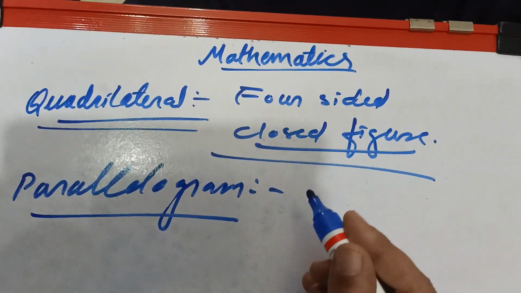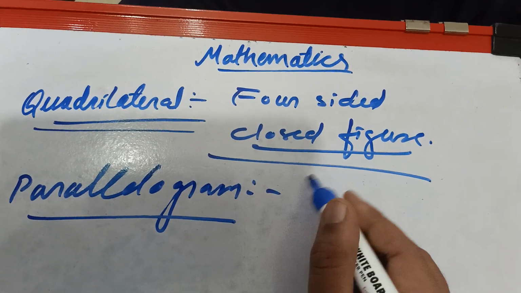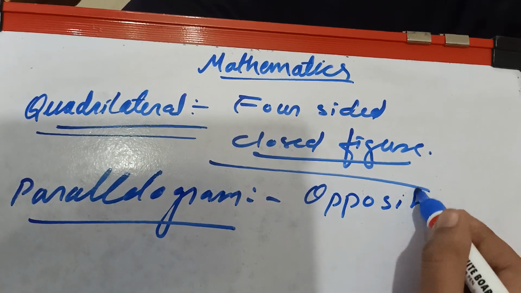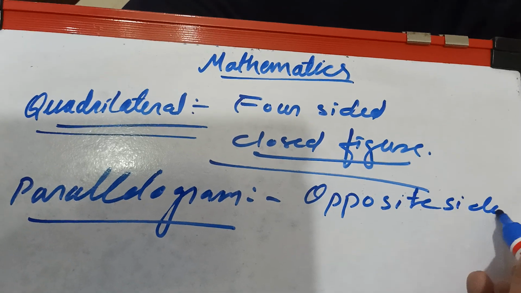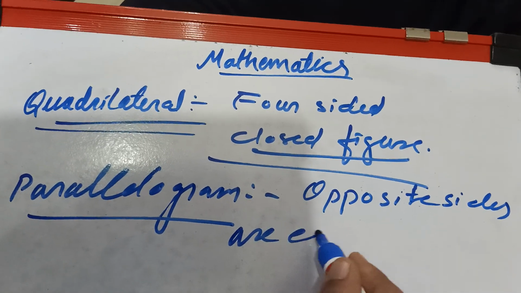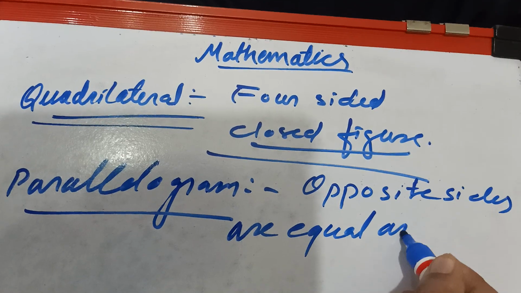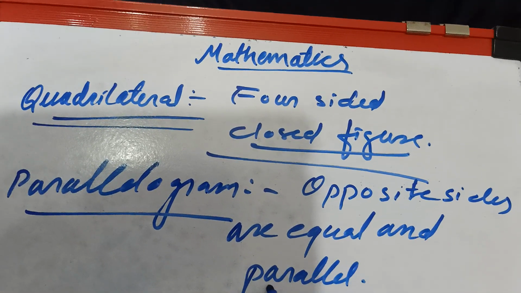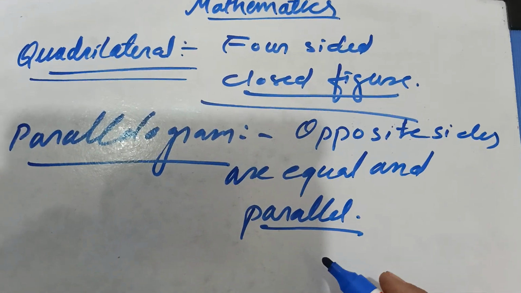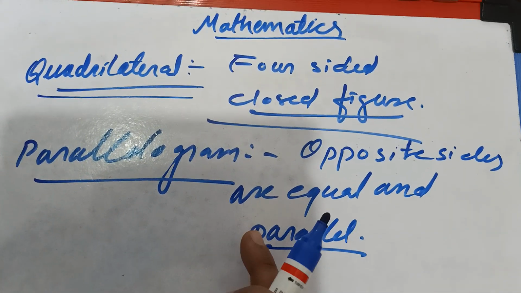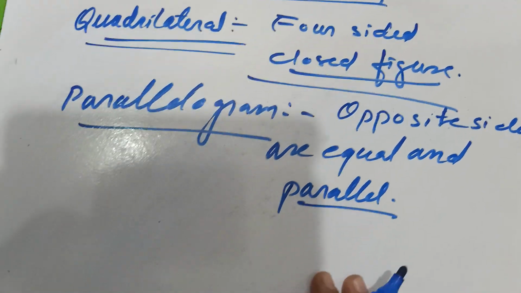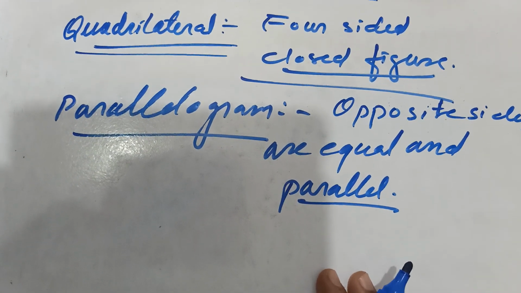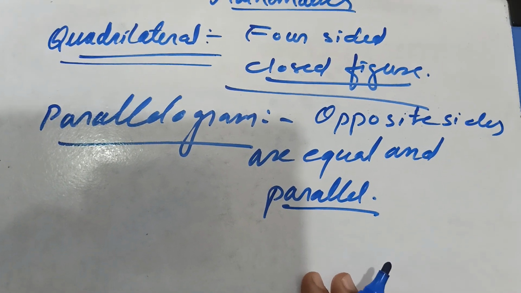So what are called parallelograms? Where opposite sides are equal and parallel. Both the properties are required. If opposite sides are equal and parallel, then we can say the quadrilateral is a parallelogram. I hope you have understood both the things.